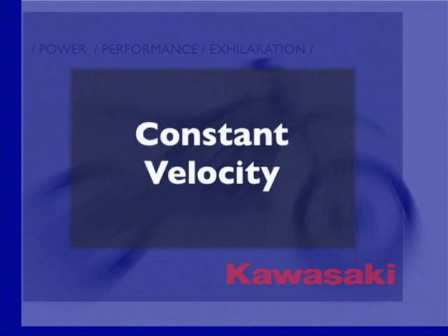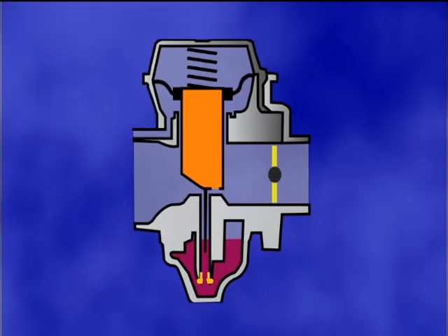The fuel metering circuits in a constant velocity or CV carburetor are similar to those of the slide type carburetor. The major difference is a CV type carburetor uses a butterfly throttle plate to control airflow into the carburetor and a vacuum-operated slide to control the venturi size.